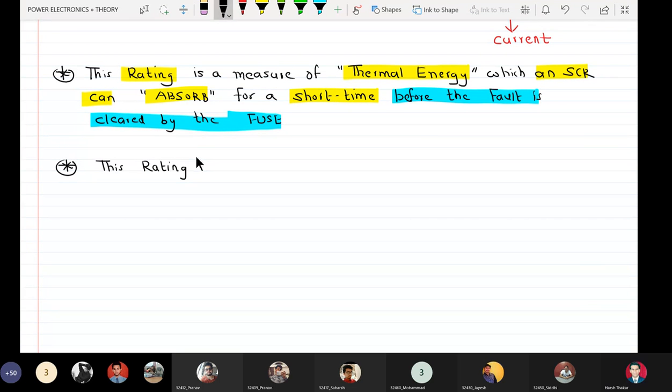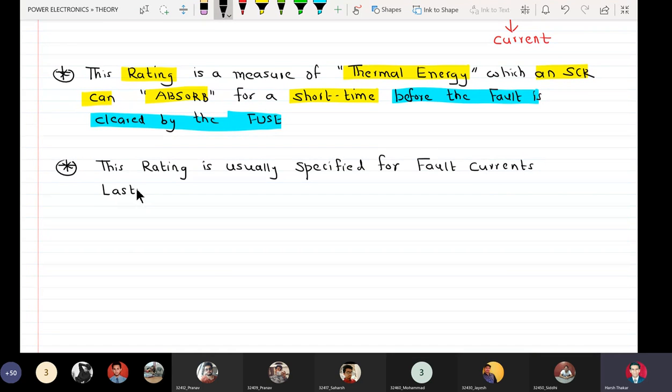This rating is usually specified for fault currents lasting for less than or equal to 1/2 of the period of the supply frequency.